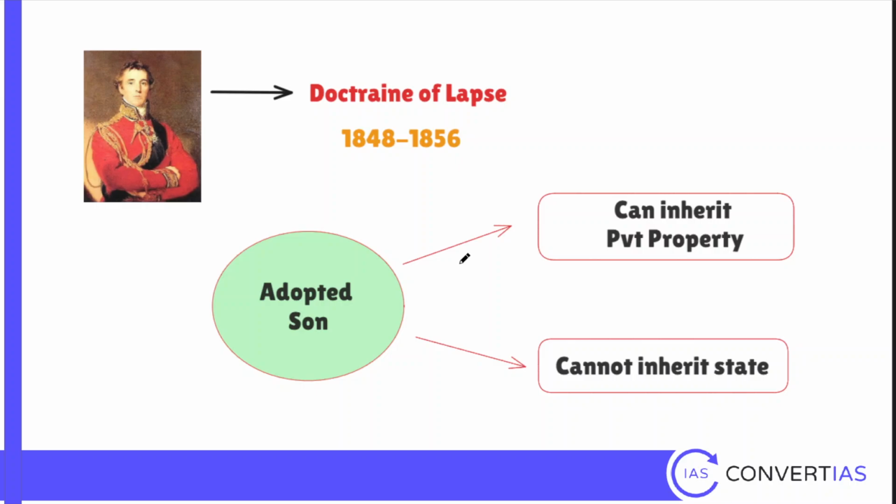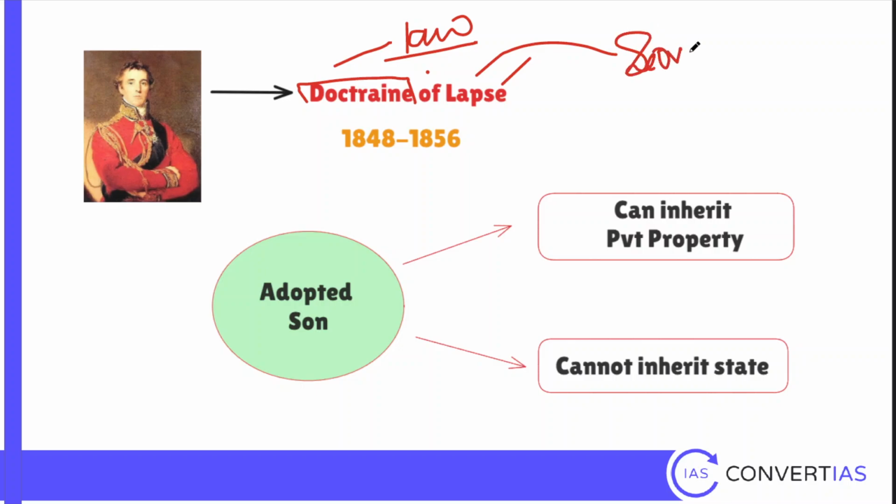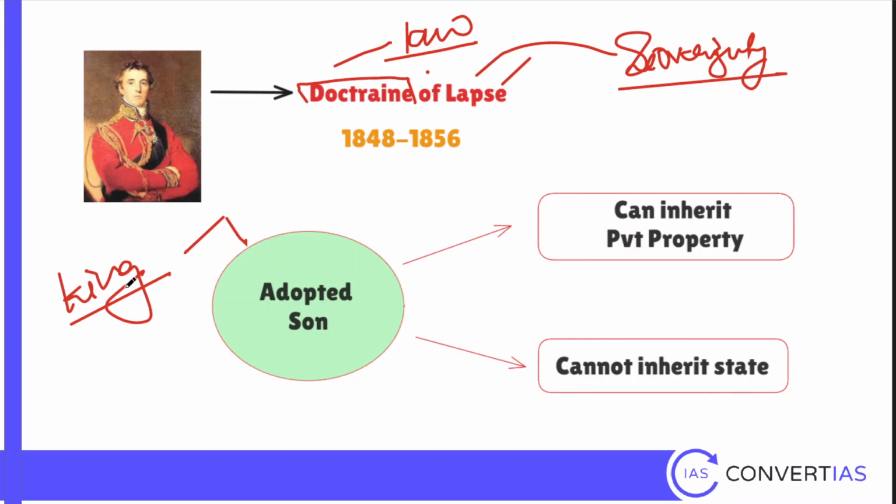Now let's move to the last and final concept, which is the doctrine of lapse. Here again, let's go to the concept and decipher it. It is a doctrine. What is a doctrine? Doctrine is a principle, a law. Doctrine of lapse. What is lapsing here? The sovereignty is lapsing here. Whose sovereignty is lapsing? The sovereignty of the prince or the king. And what is the context of it?